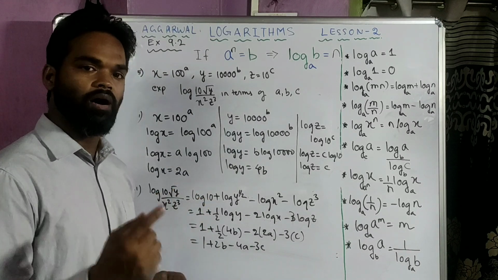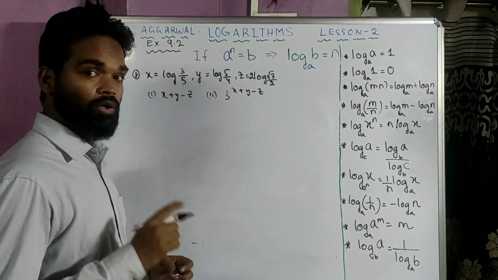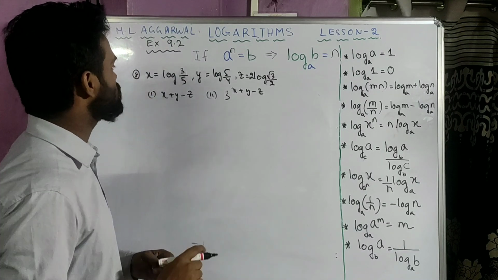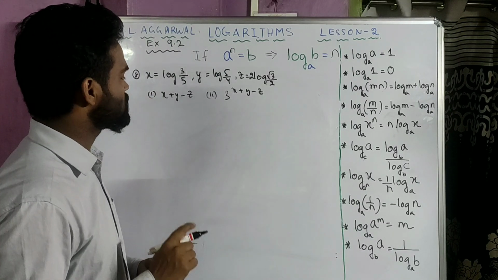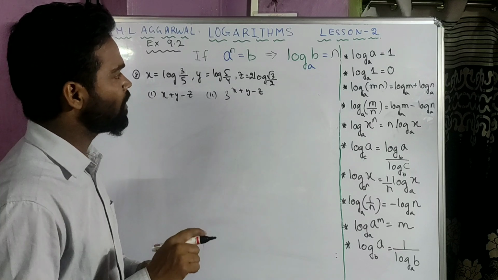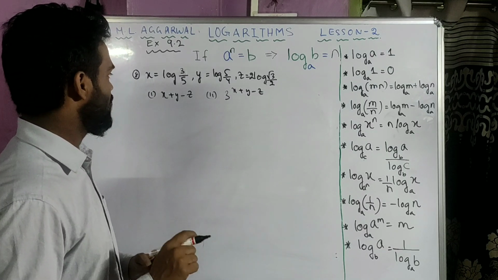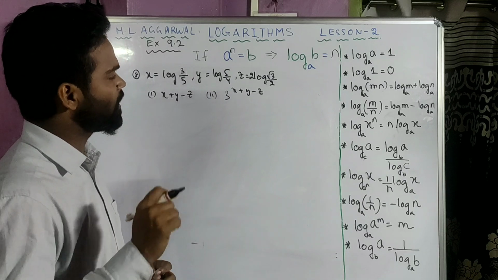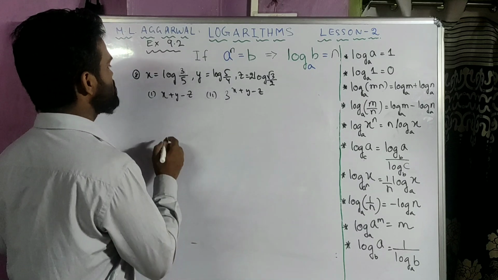Now we look at the next sum. Now look at sum number 8. Given x equals log 3 by 5, y equals log 5 by 4 and z equals 2 log root 3 by 2. Find x plus y minus z and 3 to the power x plus y minus z. Easy.